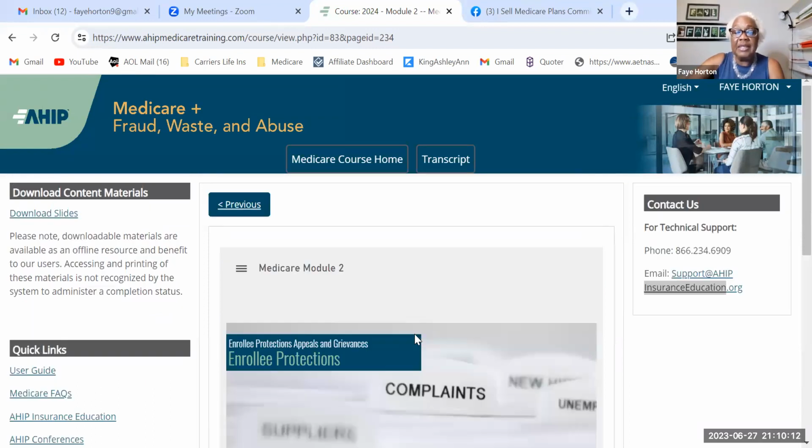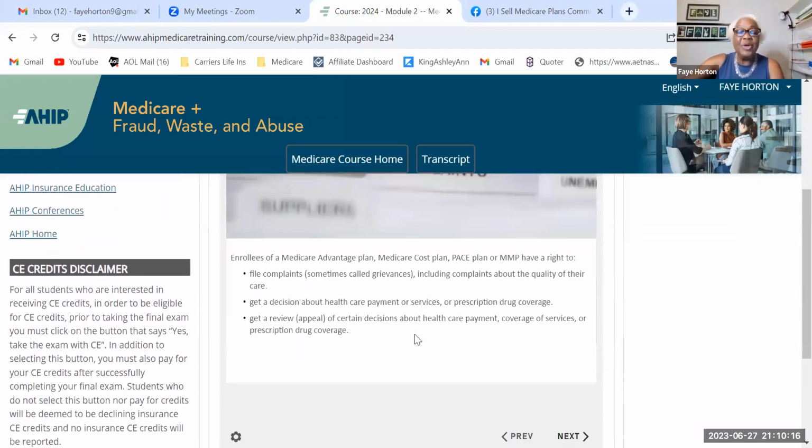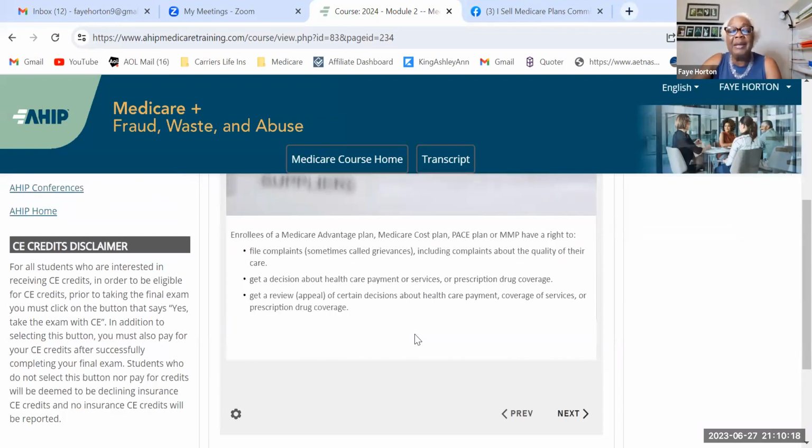Protections and grievances. We're getting to the end. Enrollees in a Medicare Advantage plan, Medicare cost plan, PACE plan, or MMP have a right to file complaints, sometimes called grievances, including complaints about the quality of their care. They have a right to get a decision about healthcare payments or prescription drug coverage, and they have a right to get a review or an appeal for certain services.